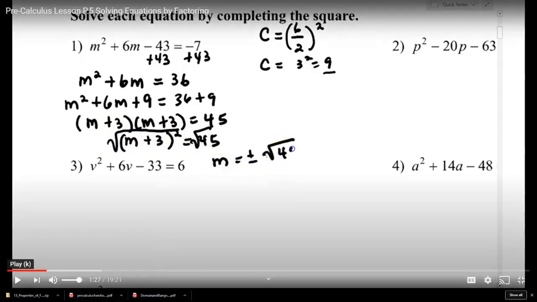So what error did I do? Go ahead and type that in the group chat. 30 seconds to respond. What error did I do? I'm saying m is equal to plus or minus square root of 45. What is the error that I just finished doing on the video? I'm checking for understanding. I want to see if you're paying attention.